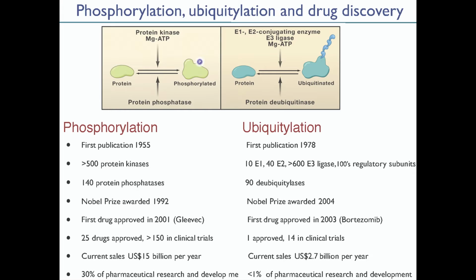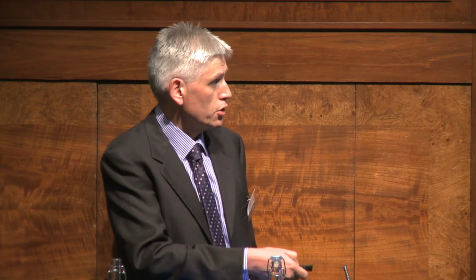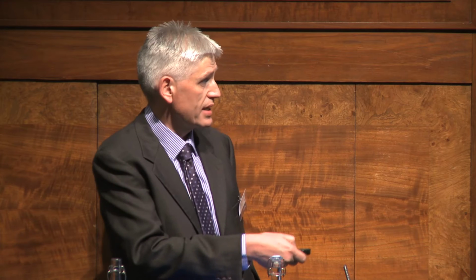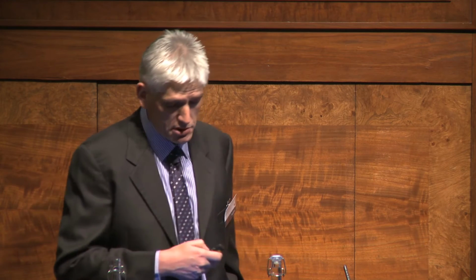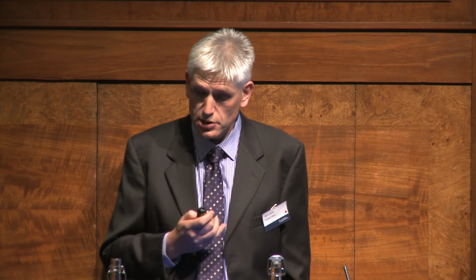This is sold as Velcade. This is a proteasome inhibitor, but that one drug still makes $2.7 billion in sales, mainly for blood-derived cancers, and there are many fewer compounds in the clinic in the area of ubiquitylation. And given the importance of protein phosphorylation, 30% of all research and development in pharmaceutical companies is currently aimed at trying to develop compounds that inhibit protein kinases to try and restore normality to signal transduction pathways that are disrupted in causing human diseases.